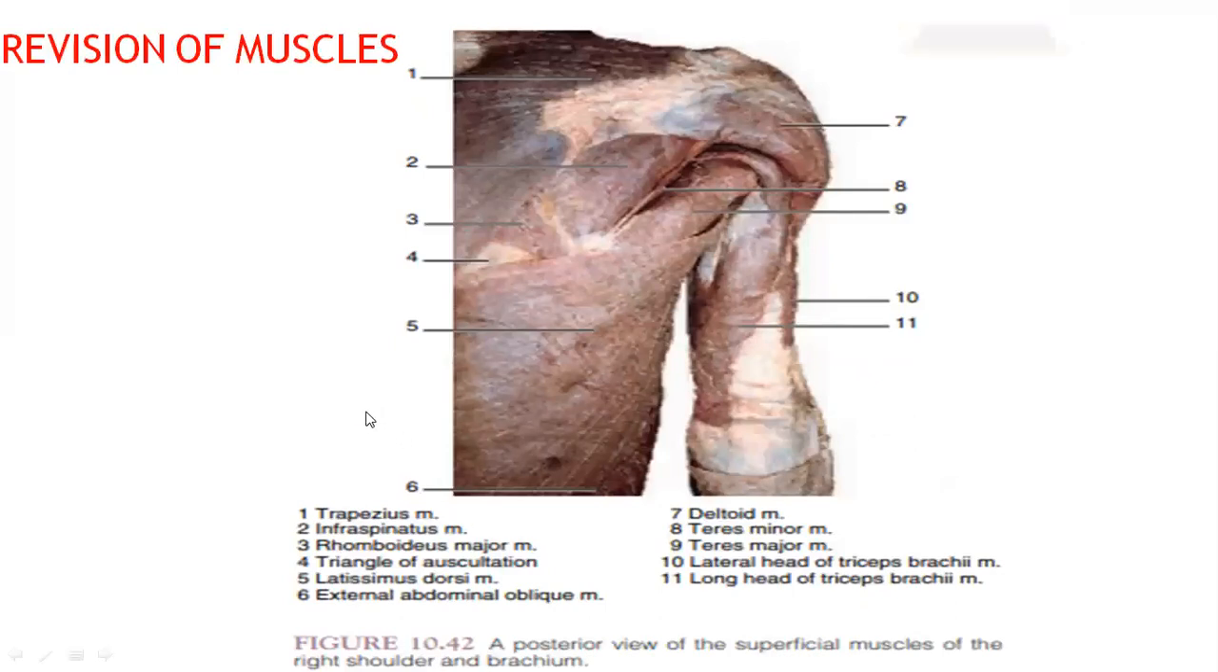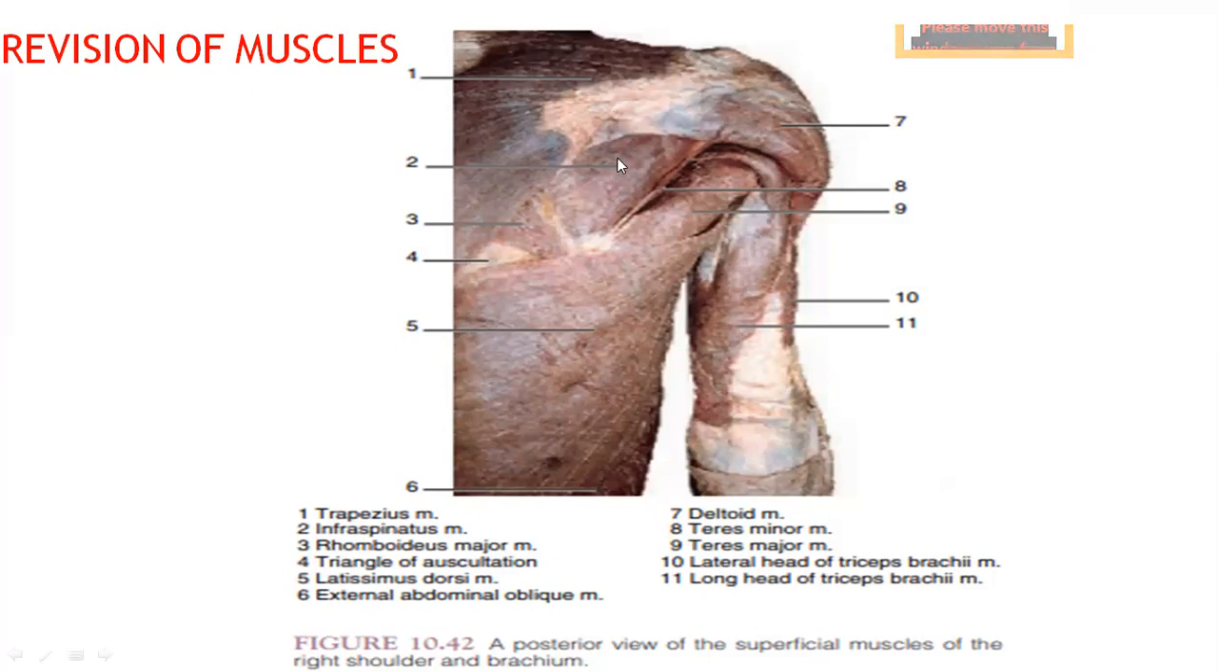I have put a few slides to revise the muscles so that as we proceed it becomes easy for you when we discuss further. This is the posterior view of the superficial muscles of the right shoulder and brachium. Brachium is nothing but the arm, right? So in the posterior aspect, this trapezium shaped muscle number one is trapezius. This is the spine of the scapula.